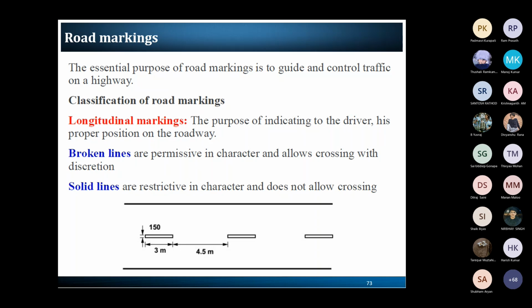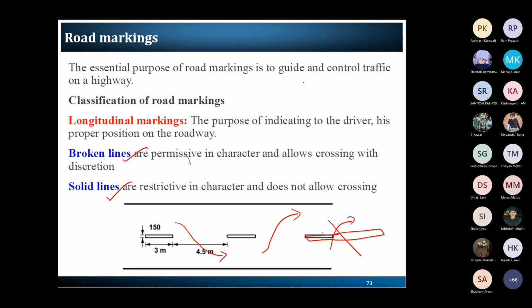Then the other one is road marking. On the road we have different kinds of markings with different combinations in the longitudinal direction. Two types of line are there: one is the broken line and the other is the solid line. A broken line indicates that overtaking is allowed, crossing from this lane to that lane. But a continuous line with no break means that lane changing is strictly prohibited. So we can infer this from the broken line and the solid line.